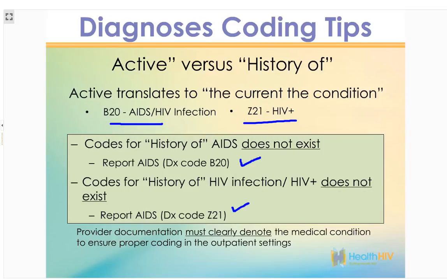But I tell the practices that I work with on a regular basis that when you see the term active or history of, to go back to the physician to get clear documentation, because when the payers come out to do their chart reviews, some of them are very strict. So in terms of the documentation, make sure that your providers are documenting very clearly that the patient either has the AIDS infection or the HIV positive status, or they don't. You want that very clearly stated in the records.